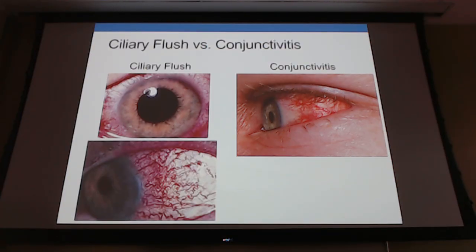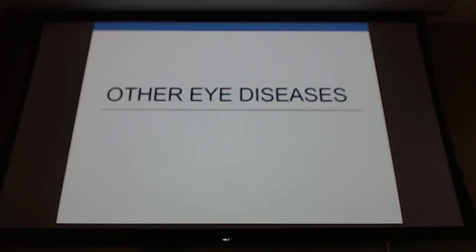So to remind you what we're talking about with limbic sparing versus that ciliary flush that goes all the way up to the pupil. Limbic sparing. I always forget I have a pointer. I really like it. Versus ciliary flush.